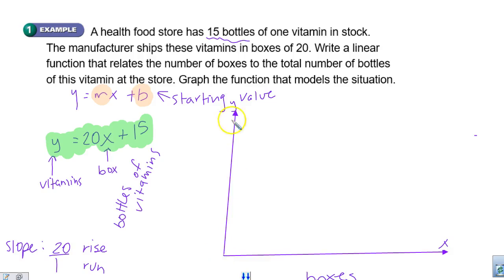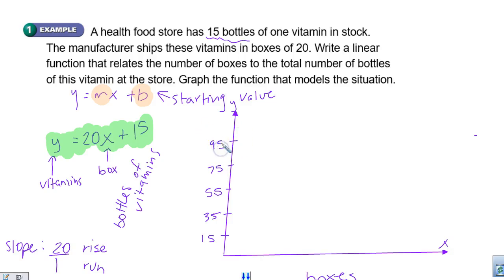So on my y-axis here, my starting value is 15. So I'm going to go ahead and put 15 because that's my y-intercept. I'm going to start at 15. And then I'm going to rise up 20 and run over 1. So if I want to rise up 20, what's 15 plus 20? 35. So why don't we just go up by increments of 20 then? Because our rise is 20. Now if I go up 20 more, what am I at? 55. Good. If I go up 20 more, and 20 more.